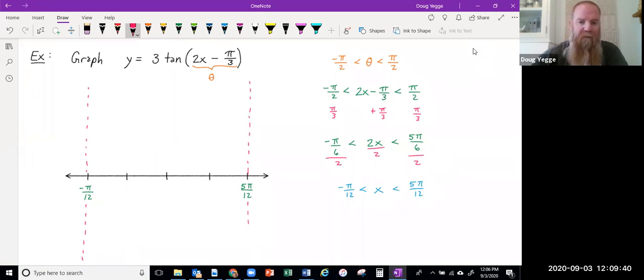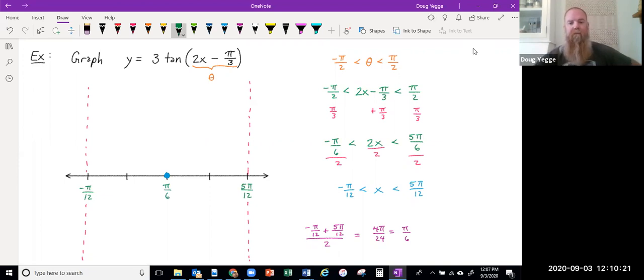We should also remember that halfway in between the asymptotes, there's going to be an intercept, an x-intercept. So we've just got to find out where that x-intercept is by, again, finding our average. So the average between negative pi over 12 and 5 pi over 12 means I just have to add the two and divide, take their average. So 4 pi over 12 divided by 2 is 4 pi over 24, which is just pi over 6. So I know that the 0 is going to occur at pi over 6.